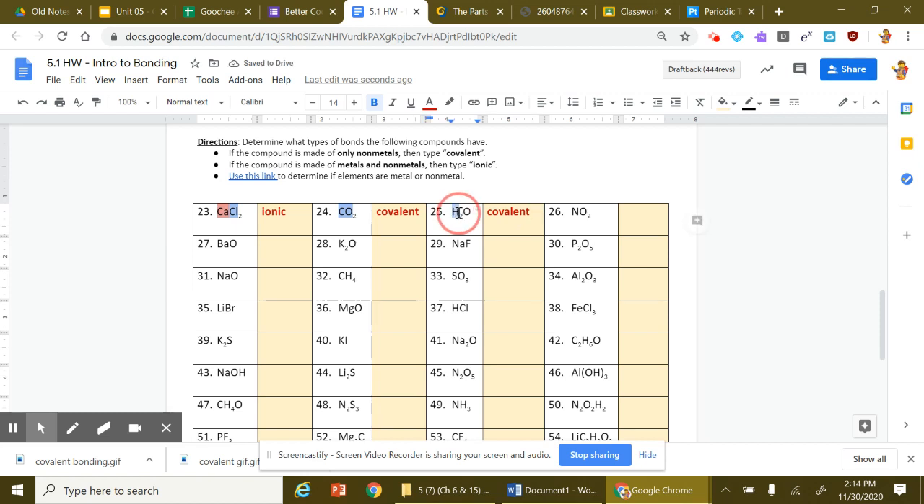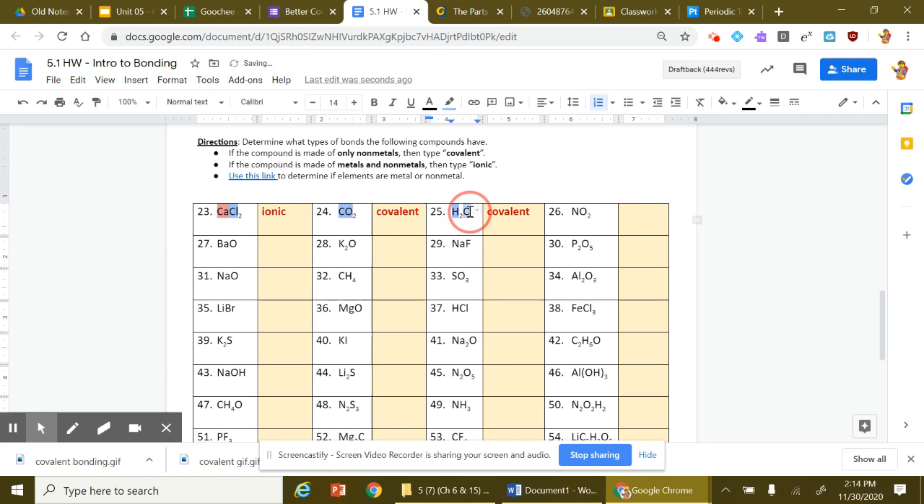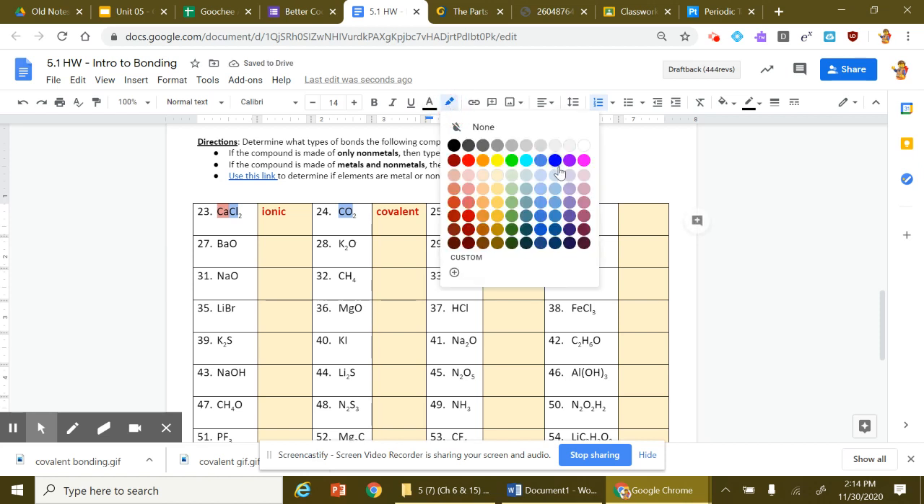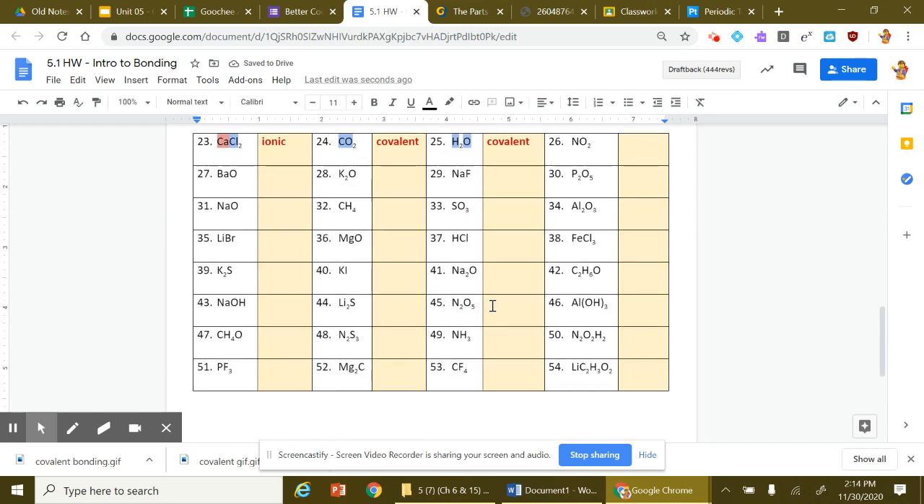You just go through and identify. If it has only nonmetals, it is covalent. If it has metals and nonmetals together, then it is ionic. That's what you're going to do in this homework for all of these. Some get a little bit trickier down here, like LiCHO2, but you're doing the same thing. So long as there's metal and nonmetal, it is ionic. If there's only nonmetals, then it is covalent.